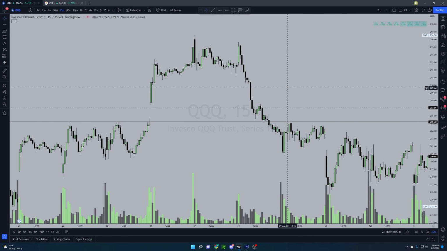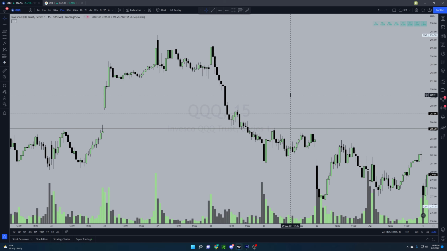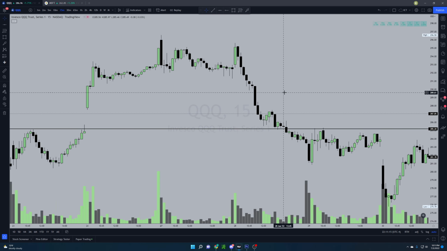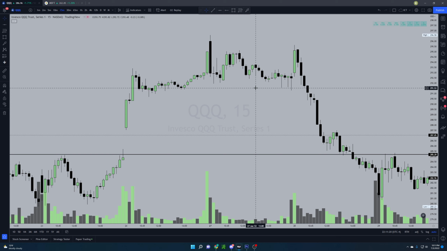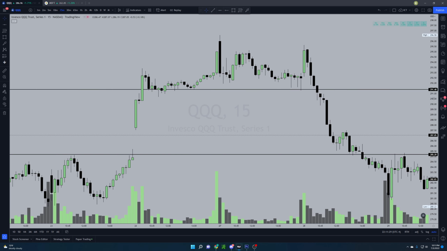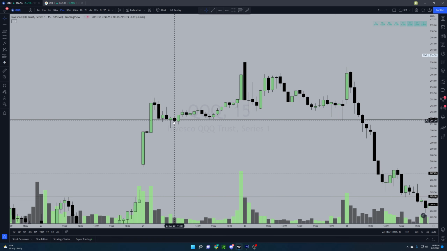Let's do another example. I want to do like a bullish example here. Okay, we can do this. This isn't as pronounced, but it's there. So we have this support level. All right.